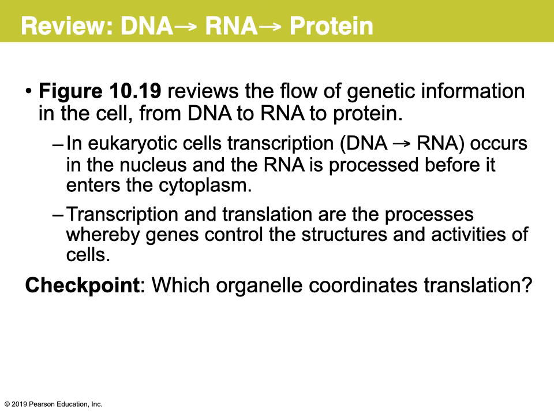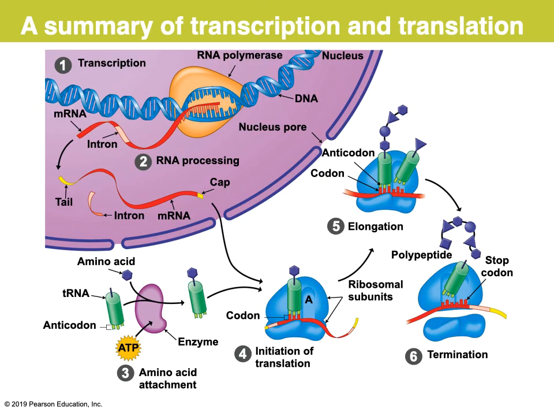Now again, in a eukaryotic cell, that transcription is happening in the nucleus, and the RNA is processed before it enters the cytoplasm. If you're looking at a prokaryote, they don't have a nucleus, right? So it's basically ready to roll as soon as it's transcribed. So a little bit of a difference there. Transcription and translation are the processes whereby cell genes control the activities and structures of cells, right? It's making the proteins that does all the work. If you have this down, and I'm going to go through it stepwise in a second, you pretty much have a darn good handle on the whole thing.